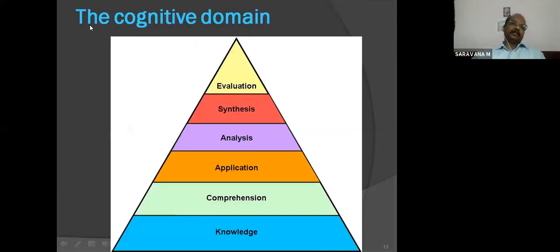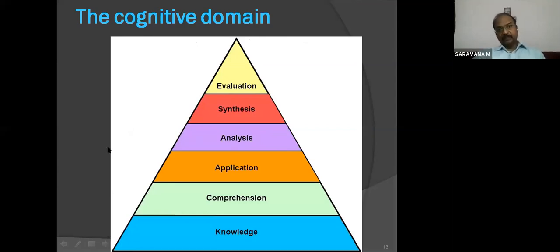And let us see the detail about the cognitive domain. There are six major components of the cognitive domain: knowledge, comprehension, application, analysis, synthesis, and evaluation. See, at the base, first the information gained by the learner is knowledge. Then it goes to comprehension, then application, then analysis, then synthesis, and evaluation. This is the structure of the cognitive domain.